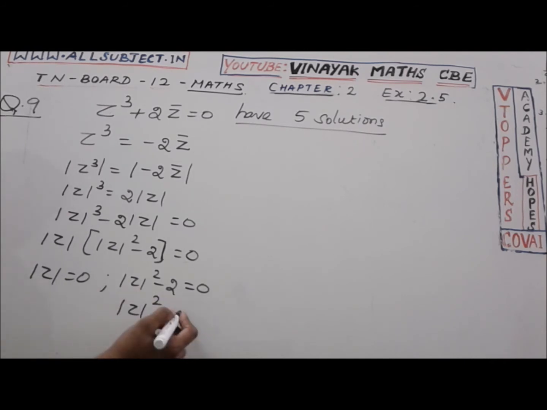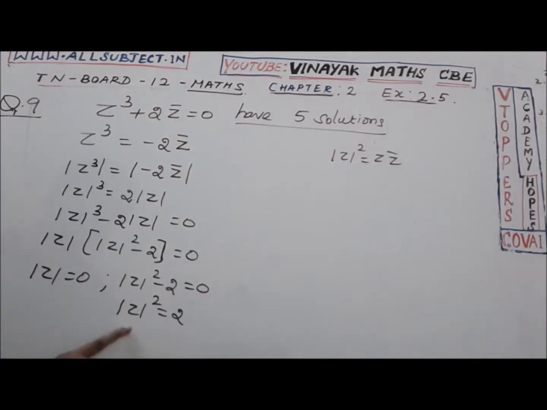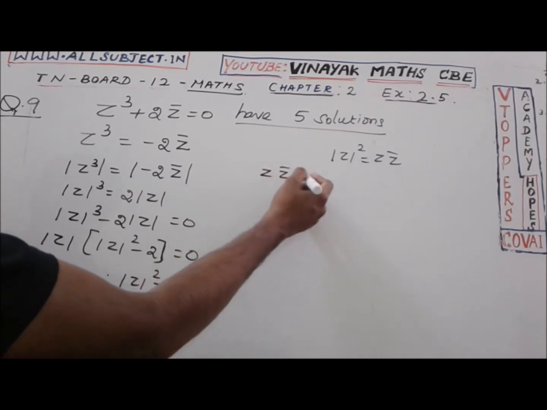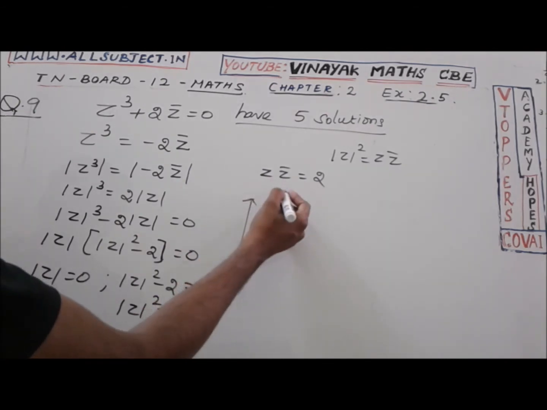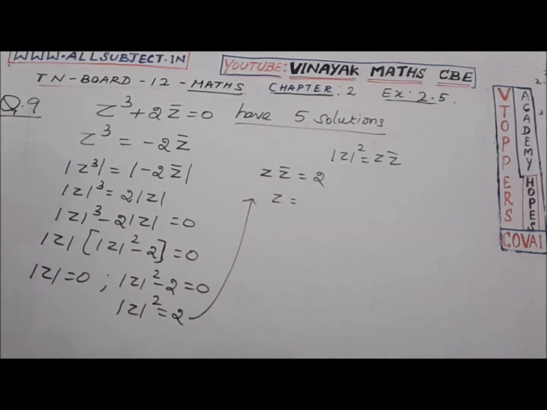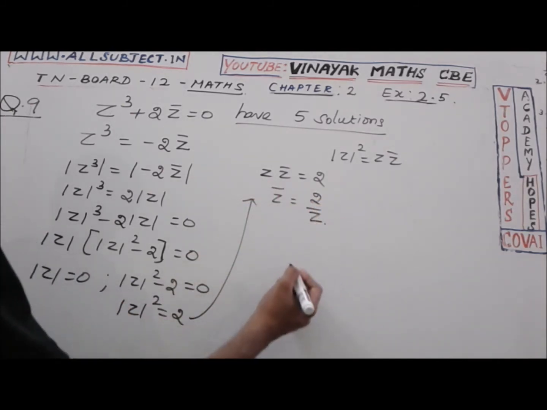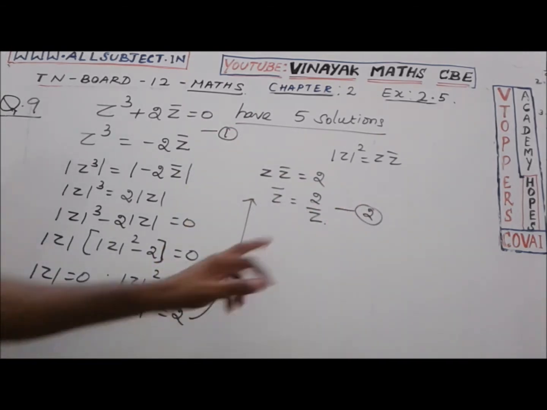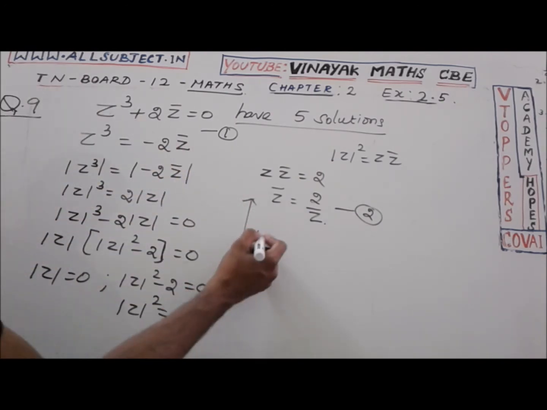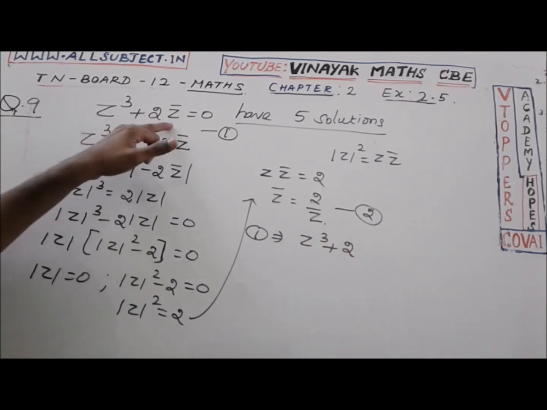Now substituting, we have the formula: modulus of z squared equals z times z bar. Therefore z z bar equals 2, which implies z bar equals 2 by z. Let the original equation be 1 and this be 2. Now substituting 2 in equation 1, we have z cube plus 2 into, instead of z bar, substitute 2 by z, equal to 0.